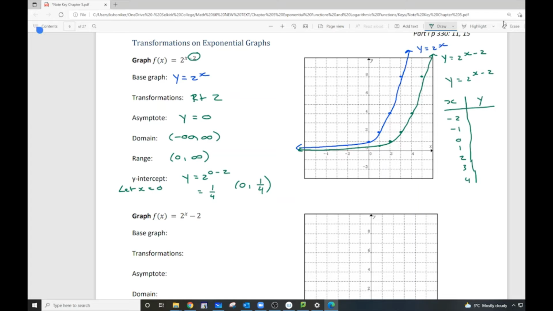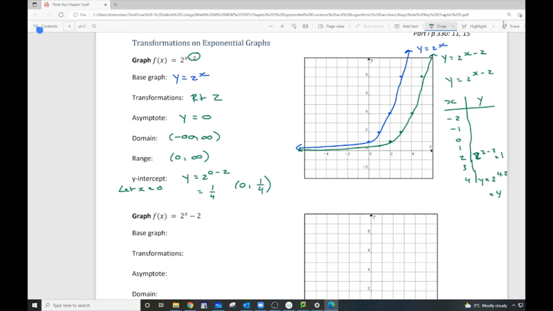So for example, if I put in x is 2, I get y equals 2 to the 2 minus 2, which is 2 to the 0, which is 1. There's my point, 2, 1. Maybe let's pick another one. Let's pick 4. When x is 4, I get y equals 2 to the 4 minus 2, which would be 2 to the 2, which is 4. So I should have a point 4, 4.